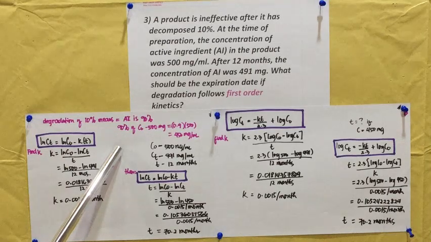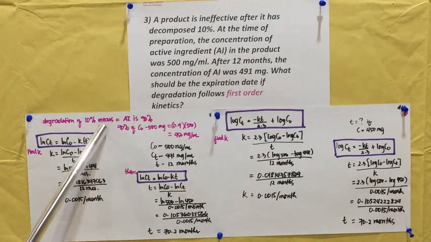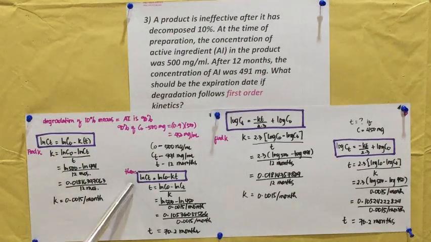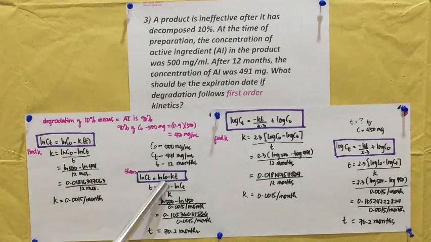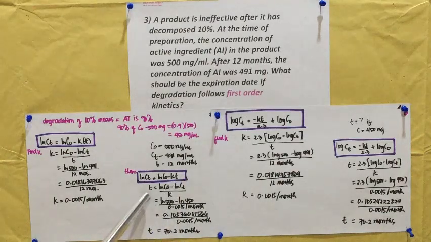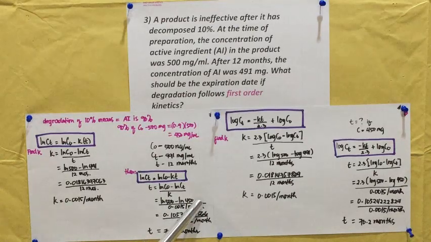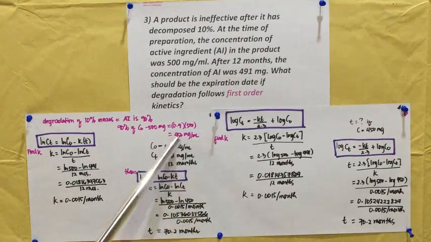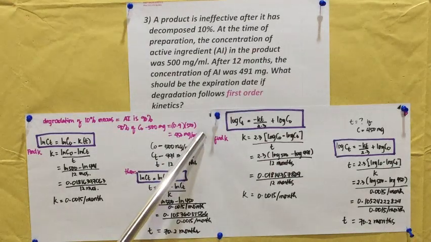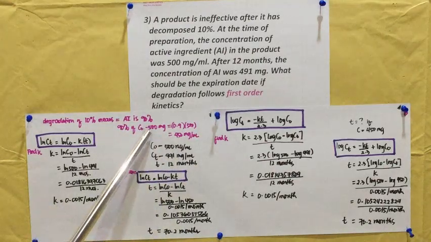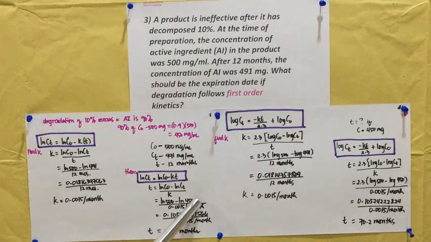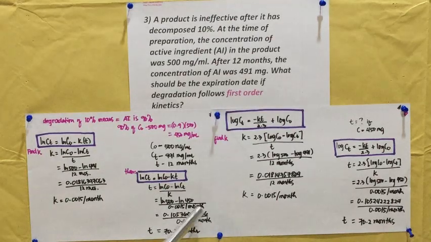Since we already know the K, we can now proceed to know the time for the product to degrade by 10%. So, using the same formula, ln CT is equivalent to ln CO minus KT, so time is equivalent to ln CO minus ln CT divided by K. By substitution, ln 500 minus ln 450. Why 450? Because this is now the new CT. Because after decomposing 10%, your 500 becomes 450. So, this is the new CT, divided by the K, which is 0.0015 per month.